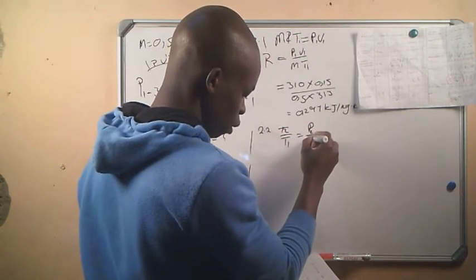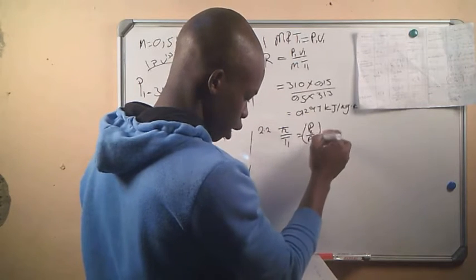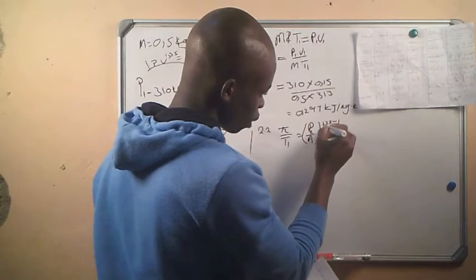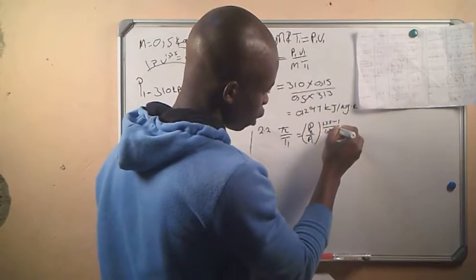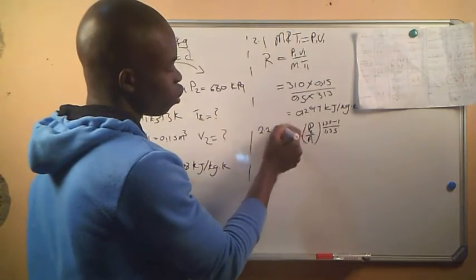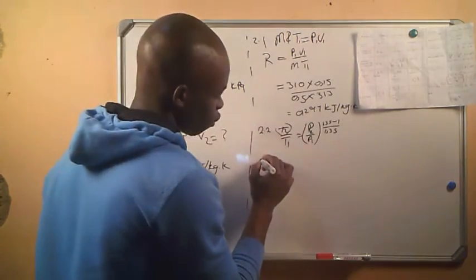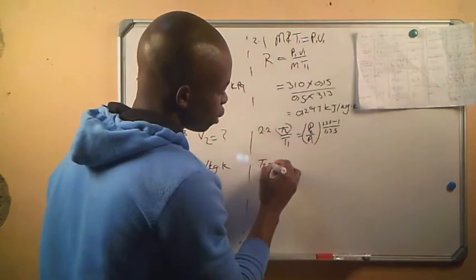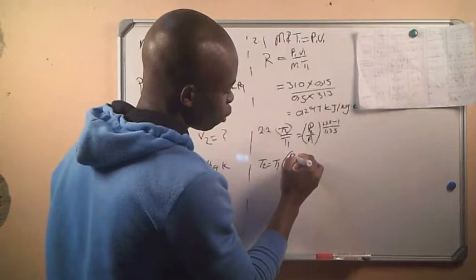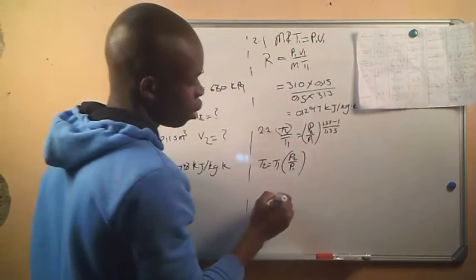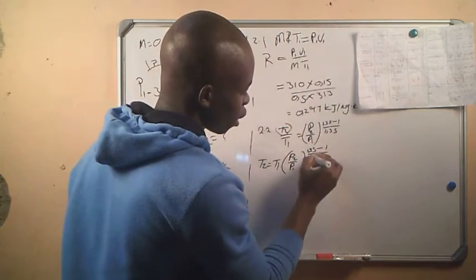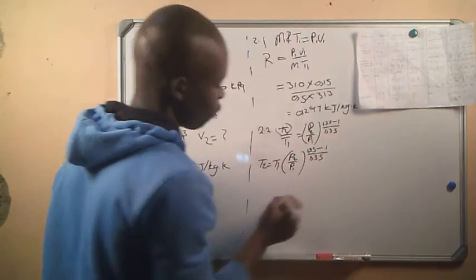P2 divided by P1 exponent 1.35 minus 1 divided by 1.35. And then we are looking for T2. Let's make T2 the subject of the formula. T2 is equal to T1 in brackets P2 divided by P1 exponent 1.35 minus 1 divided by 1.35.